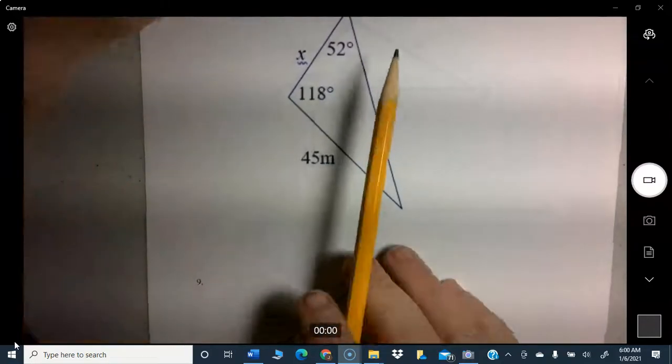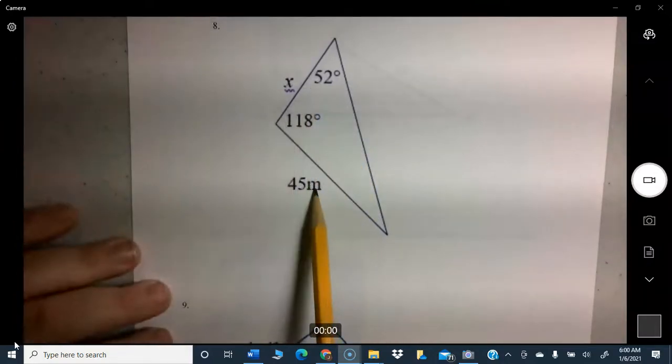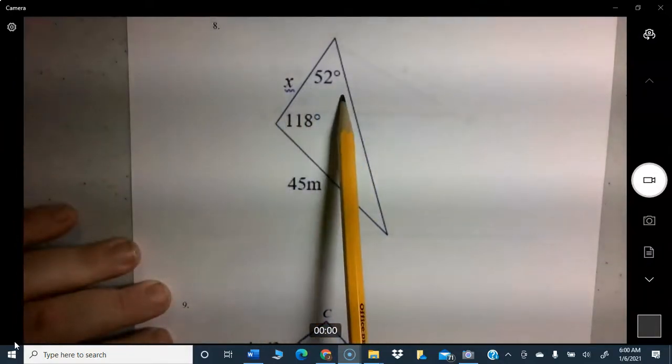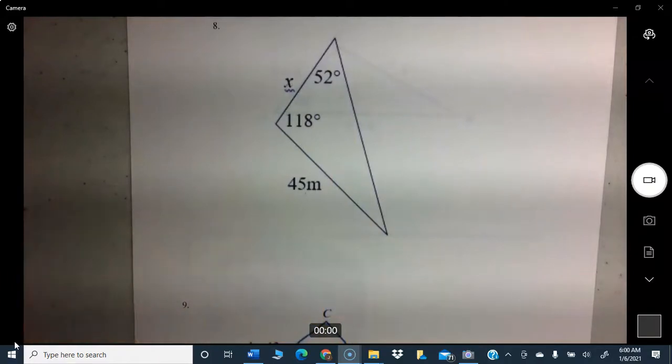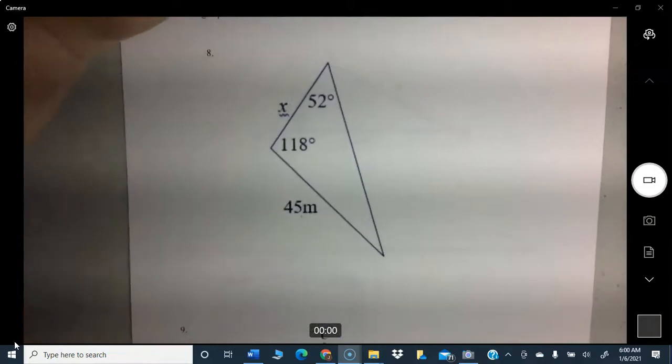Okay, this one gives you two angles and a side. The other one gave you two sides and an angle. You still use law of sines for this though, okay?